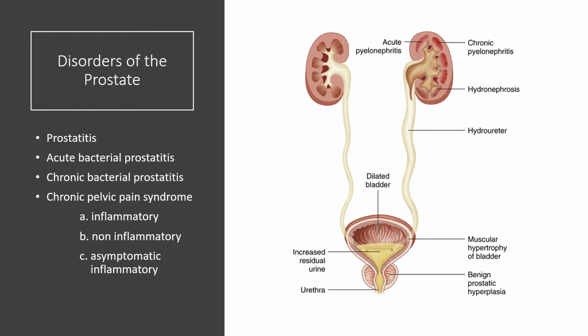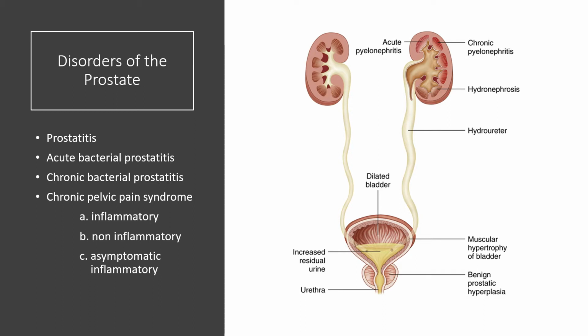And then as we move into chronic pelvic pain syndrome, this is actually classified into 3 subcategories: inflammatory, non-inflammatory, and asymptomatic inflammatory. When it's inflammatory, there's a presence of white blood cells in the urine, usually on urinalysis.